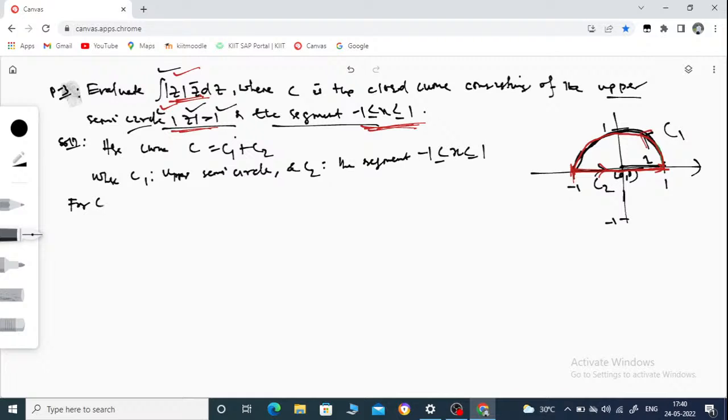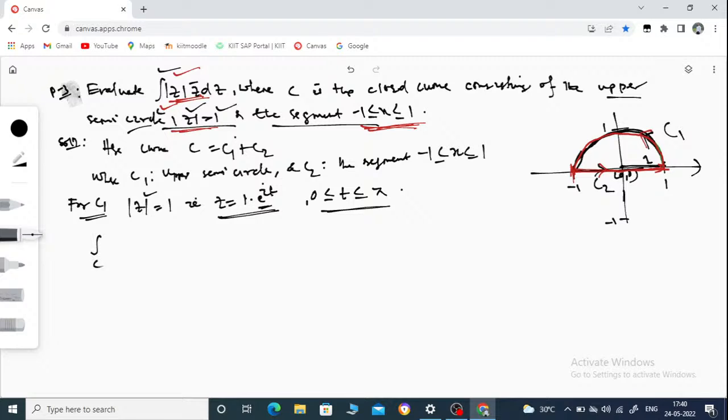For C1, mod z is equal to 1, that means z is equal to 1 e to the power it. If I remove this modulus, I will write e to the power it, where t varies from, in general, 0 to 2 pi, but here it is saying upper semicircle, that means only the upper part, so t will vary from 0 to pi. So z is e to the power it, and t varies from 0 to pi.